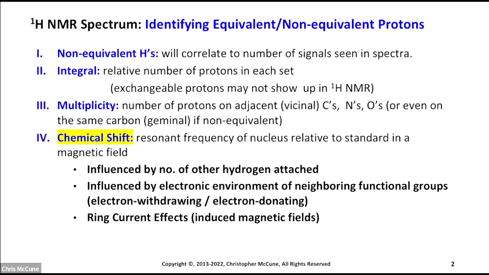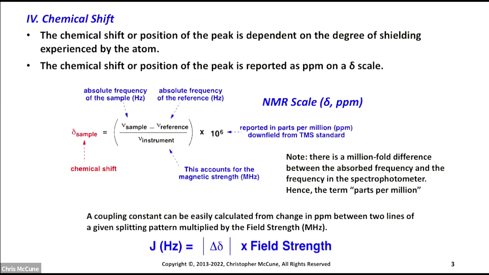And so chemical shift is the resonant frequency of the nucleus relative to some standard in a magnetic field. It's influenced by the number of other hydrogens attached. It's influenced by the electronic environment of the neighboring groups. So whether or not they're electron withdrawing or electron donating will change where the signal shows up along the chemical shift scale. And it's also influenced highly by ring currents. So I'm going to go through the common effects there.